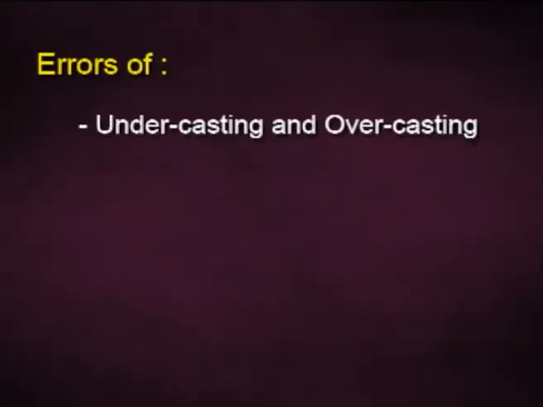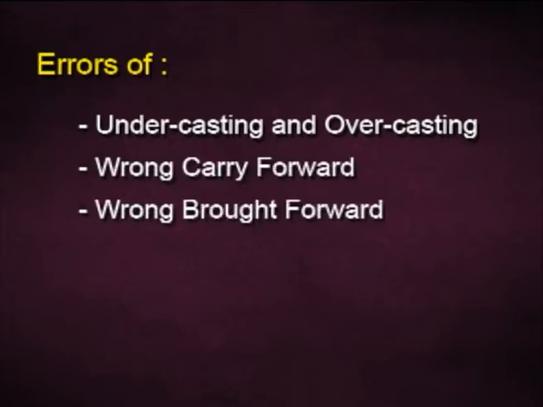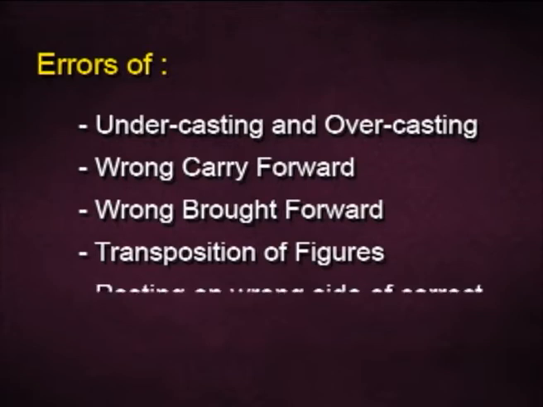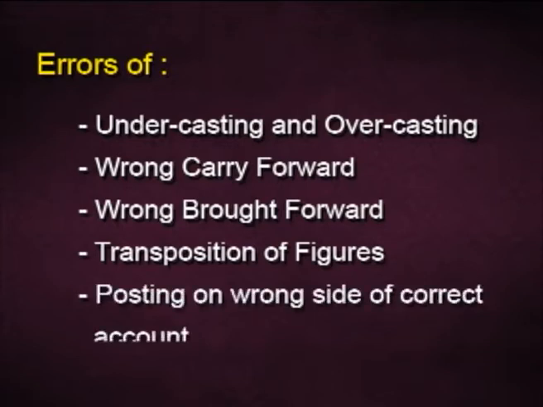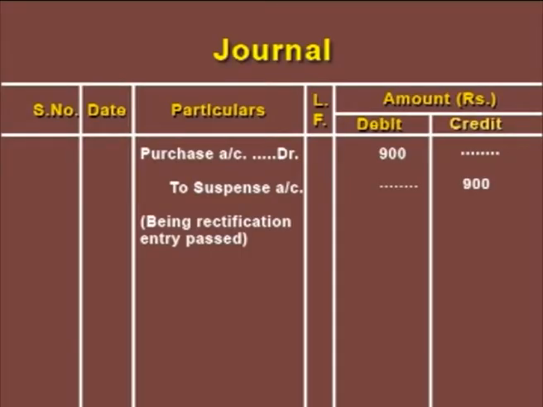With these examples, you can conclude that errors of undercasting and overcasting, errors of wrong carry forward and wrong brought forward, errors of transposition of figures and errors of posting on the wrong side of the correct account are of similar nature and normally affect one account only. Hence, suspense account appears in the rectifying entry on the opposite side. You can see examples 1, 2, 5 and 6 for this.